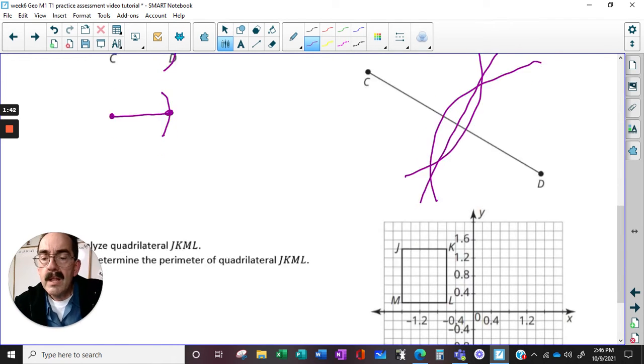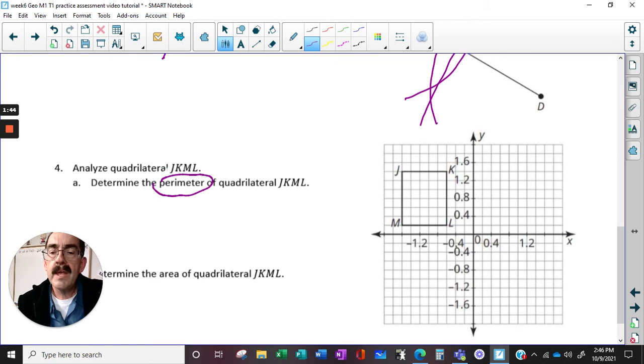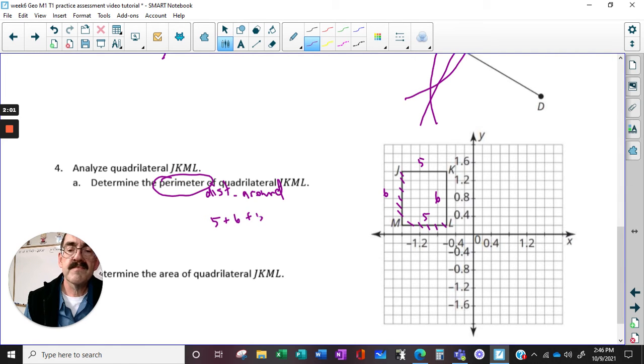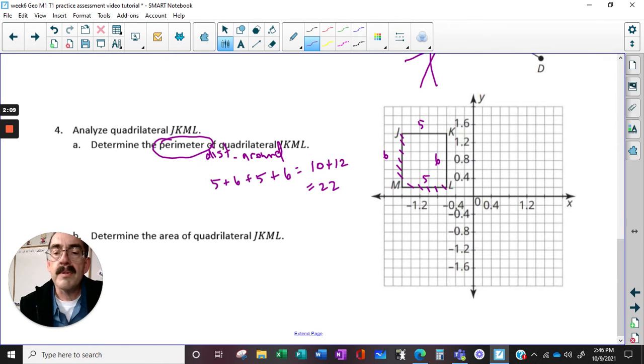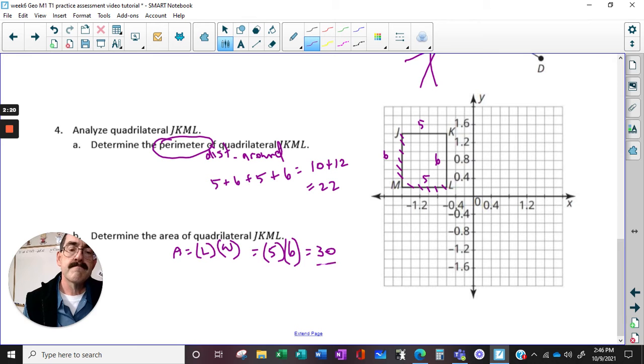All right. Determine the perimeter. Distance around. Now, 1, 2, 3, 4, 5. 1, 2, 3, 4, 5, 6. 5 plus 6 plus 5 plus 6 is 10 plus 12 equals 22 units. All right, determine the area. Area is length times width, so we'll have 5 times 6, 30.